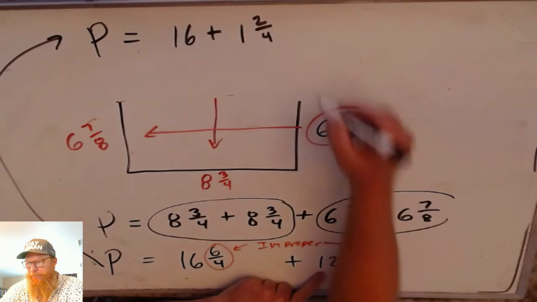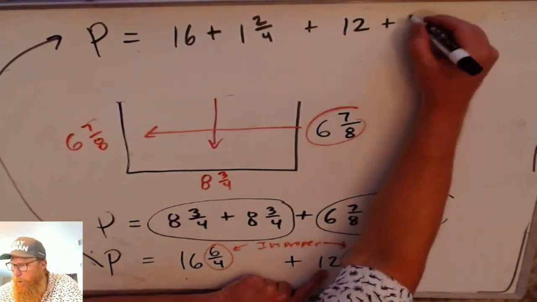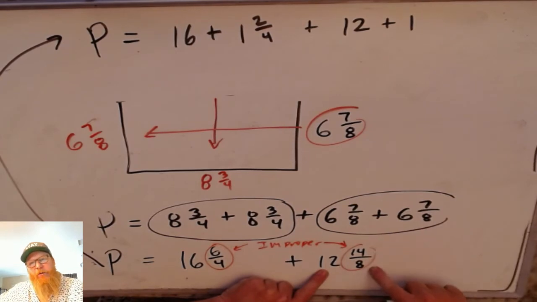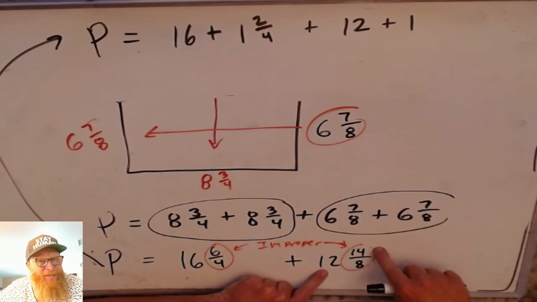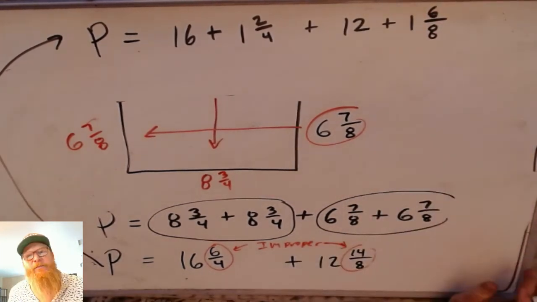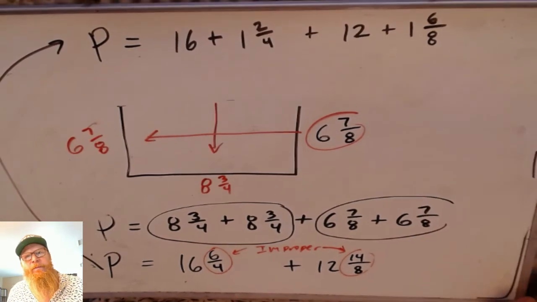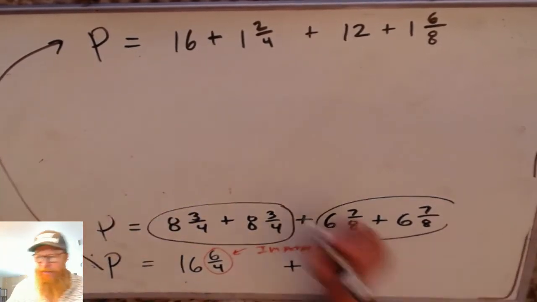How about this one? This will be 12 plus 1, because 8 goes into 14 one time. 1 and what's the remainder? 6? Yeah, 8 goes into 14 one time with a remainder of 6. So that'll be 6/8. Okay.